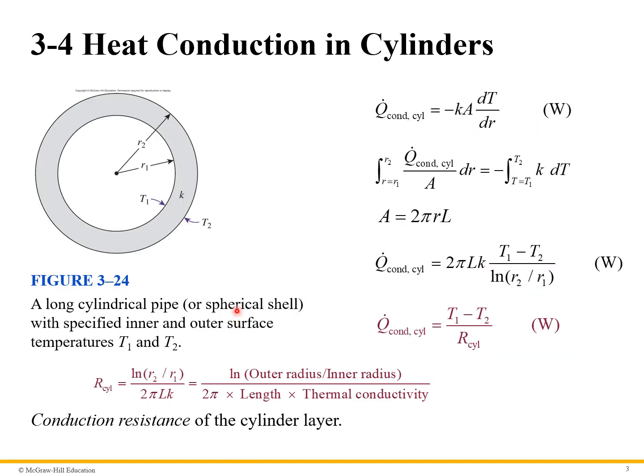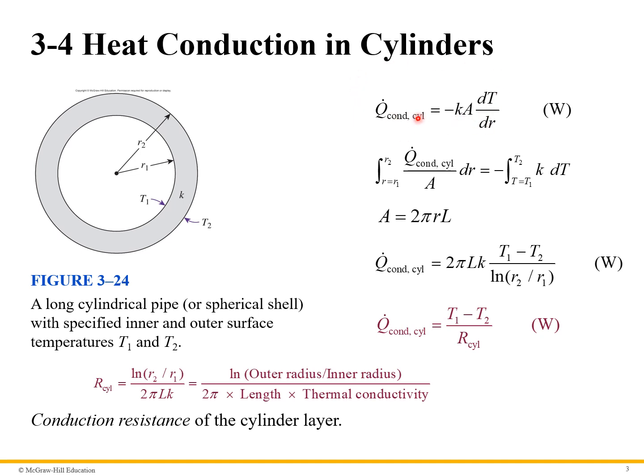Let's begin our discussion dealing with cylinders. Here we have a cylinder that has an inner radius of R1 and an outer radius of R2. The inner radius is at a temperature T1, the outer radius at a temperature T2, and the heat conductivity constant is K. So here we begin our analysis as before with the heat conduction equation.